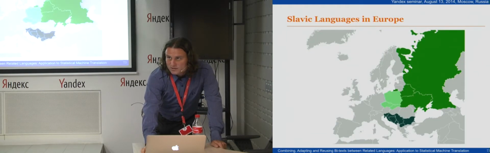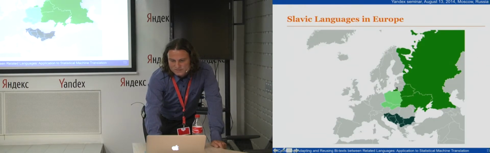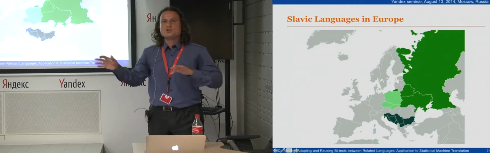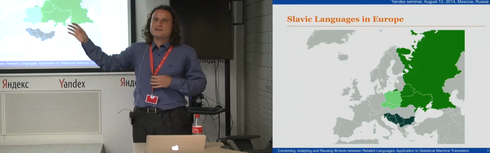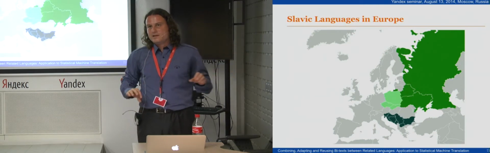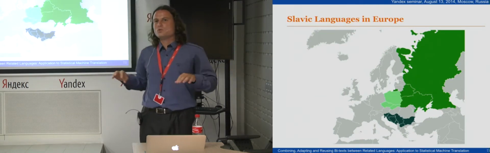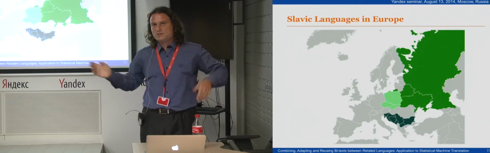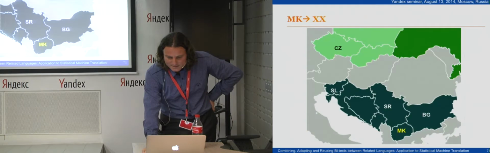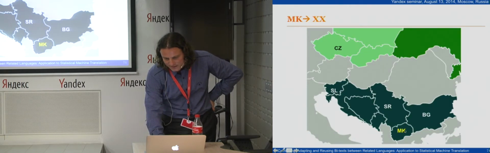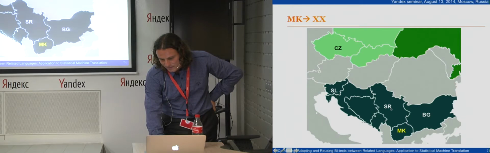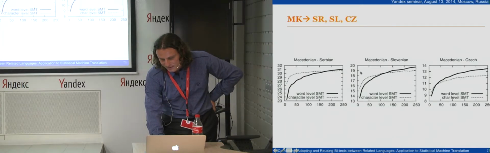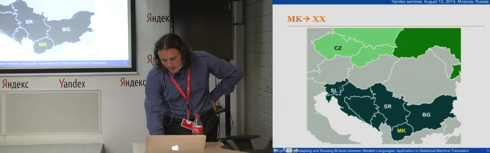Of course, all languages are not similar. I have the Slavic languages of Europe here, and you probably know that there are three major groups of Slavic languages. They are Eastern Slavic, Western, and Southern. And the languages within each of those groups are more similar to each other than between those groups. So here we look at Macedonian, and you see what happens when we use Bulgarian or Serbian or Slovenian. Those are all three South Slavic. This is Western Slavic. And those are geographically neighbors of Macedonian.